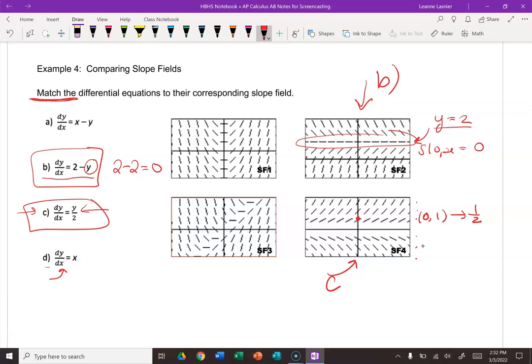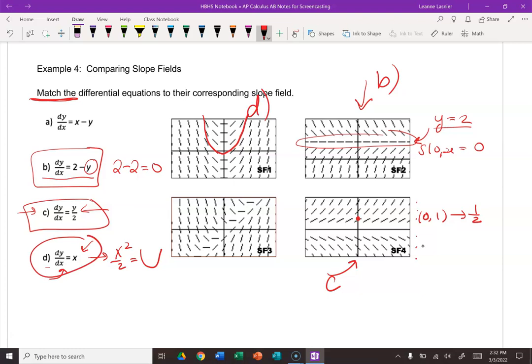D, I'm going to D because this has everything in terms of x. So that means the slopes would be the same as you go up and down, right? They don't change as y changes. They only change as x changes. Also, I know that the antiderivative of this would be x squared over 2. So that would look like a parabola, which is what this looks like. So this one I know matches the differential equation in D.